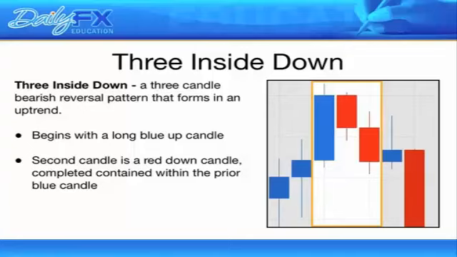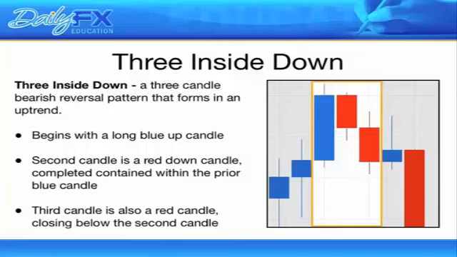What's most important about this formation is that the entire second candle, including the body and wicks, is contained within or inside of the first candle. This strongly suggests that buying pressure is weakening. Then the reversal is confirmed as the third day forms a red candle, which completes the bearish pattern.